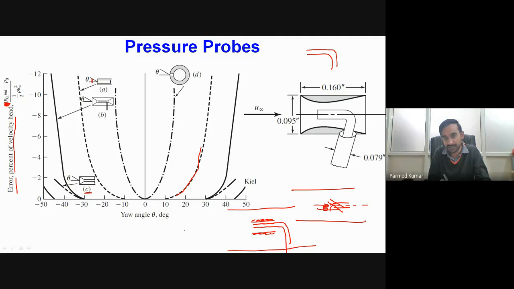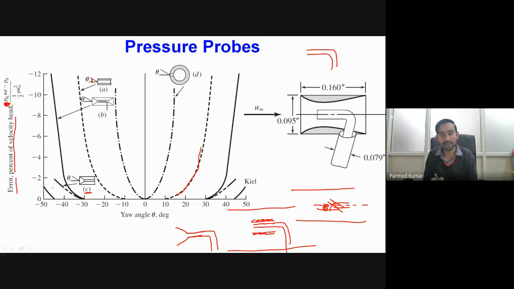In case of the C-type tube, instead of using a straight tube arrangement, we have a wedge-like tube. Okay, so initially we will have some expanded portion, and then a small constant cross-section tube over there. So this is another type of pitot tube configuration. For this type of configuration, you can see that even with very large angles, the error introduced will be very small.